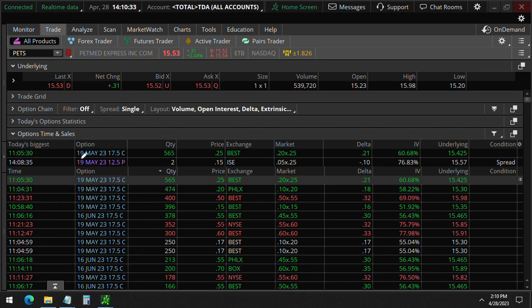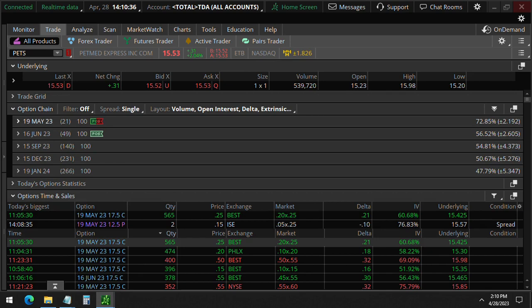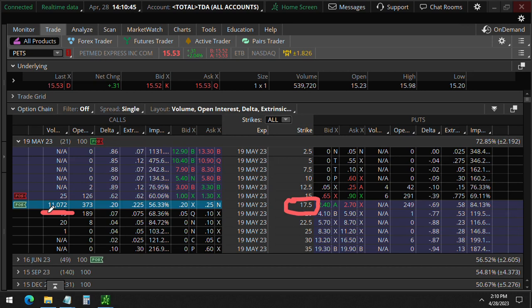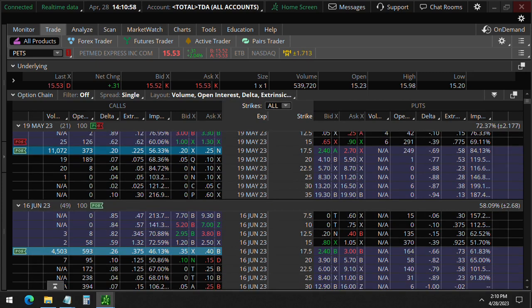There was quite a bit on the Mays. You'll see the 17.5 strikes, all the way here, 11,000 of them, right? And so that's very high. However, a lot of this volume, including the Junes here, 4,000 of them, are all greater than the open interest. They could be opening orders. However, they could also be day trades.